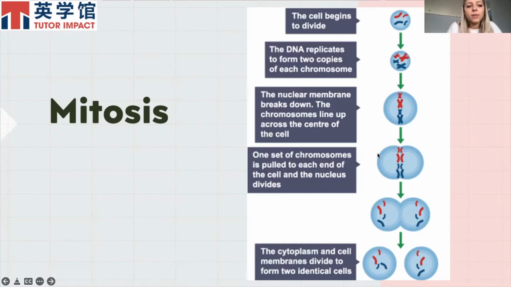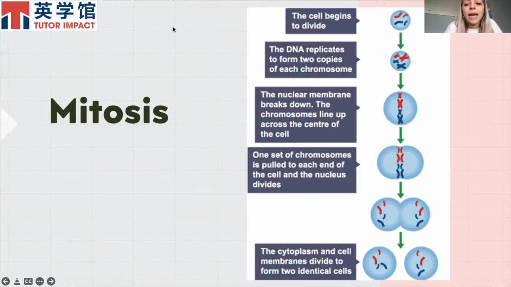And the cell fibers then pull each chromosome in the X formation. They pull them apart to either side of the cell, and you can start to see this happening in the fourth picture here. This diagram also adds that the nuclear membrane breaks down in mitosis. And as I said, the chromosomes line up across the center of the cell, across that equator. Then each set of chromosomes is pulled to each end of the cell, and the nucleus then divides. So this is the stage where the chromosomes line up and they begin to get pulled apart.